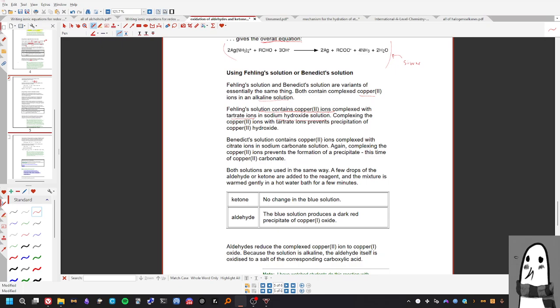Benedict solution contains copper 2 ions complexed with citrate ions in sodium carbonate solution. Again, complexing the copper 2 ions prevents the formation of a precipitate, this time copper 2 carbonate. So if we initially put those copper 2 ions in with the sodium hydroxide solution, we would get a precipitate of copper hydroxide. But we complexed it with tartrate ions. And we complexed it with citrate ions to prevent the formation of a precipitate, whether it be a carbonate or a hydroxide. Both solutions are used in the same way.